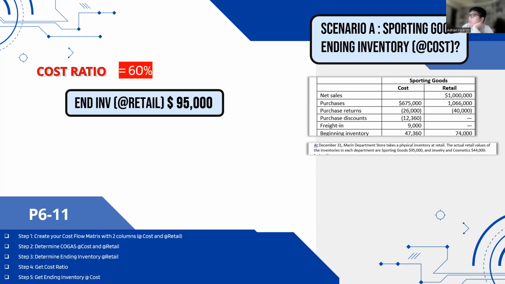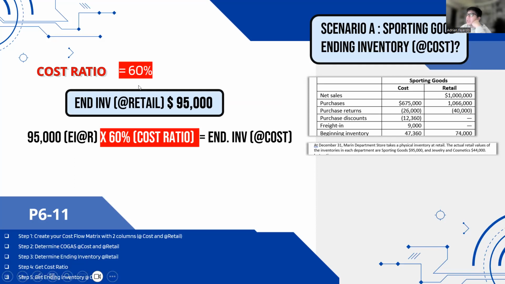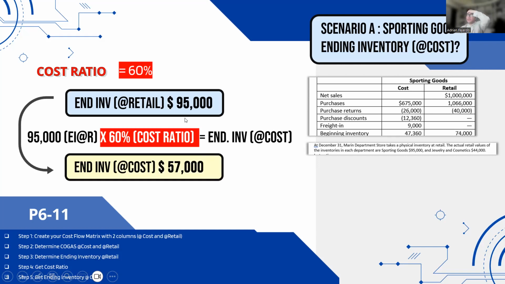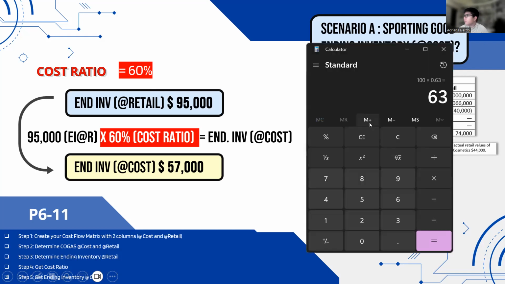So another example. At December 31, the main department store takes a physical inventory at retail. The actual retail values are 95,000. So if our cost ratio was 60%, we just multiply 95,000 times 60% cost ratio is equal to your ending inventory at cost of 57,000. So the idea lang is you get the ending inventory at retail, which is basically at selling price, multiply it by your cost ratio of 60%. So 95,000 times 60% is equal to 57,000.